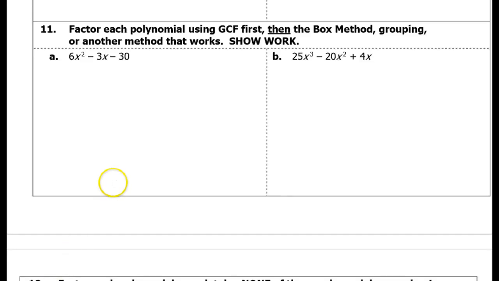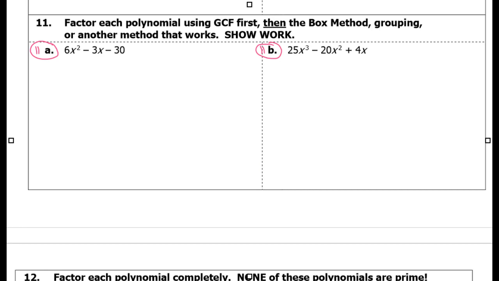In this video, I will show you how to factor polynomials using a combination of greatest common factor, box method, and difference of squares. Alright, for the next couple problems, we need to factor using the GCF first, and then the box method or grouping, etc. We're just going to do the box method. But we have to do the GCF first, greatest common factor.